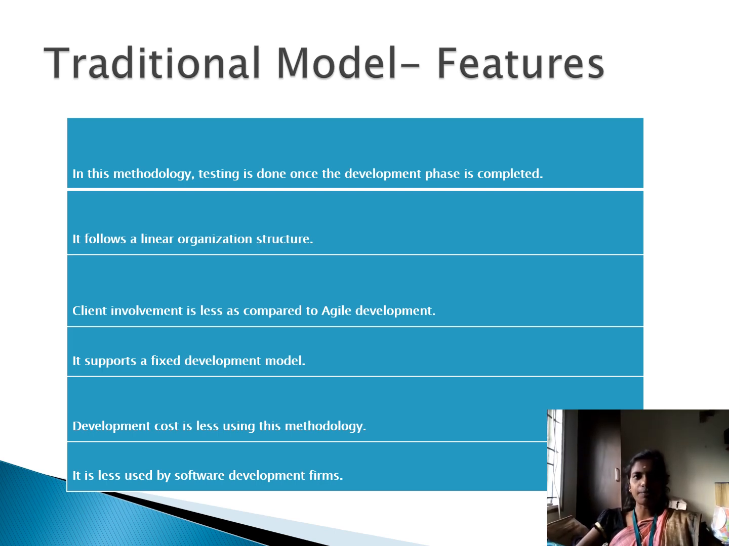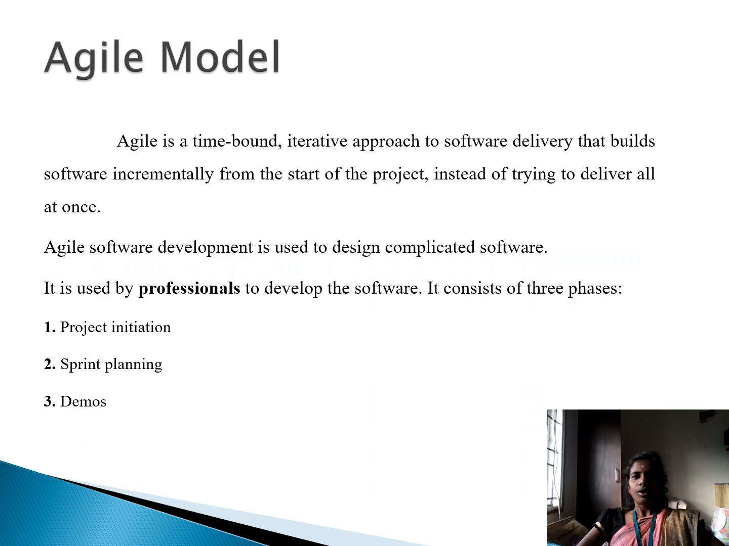So we fix a certain number of months or a certain period for each phase, and there is no change in that. Then development cost is less, because as it is fixed, the cost of developing using this methodology is very low. And the final point is that it is less used; generally, software development firms do not use this traditional model. Then the other type is the agile model.